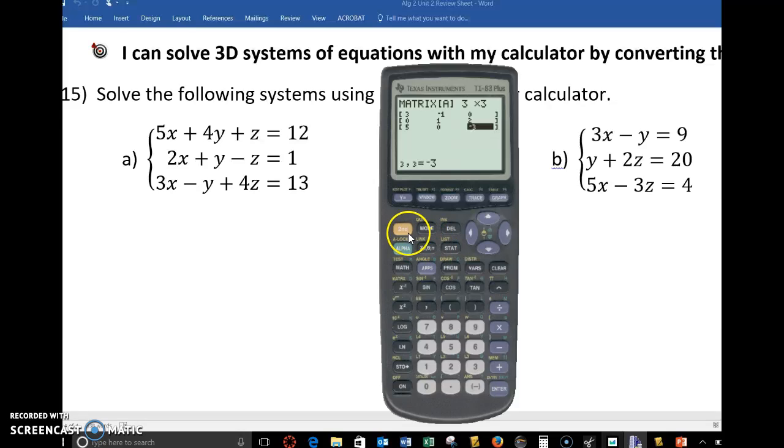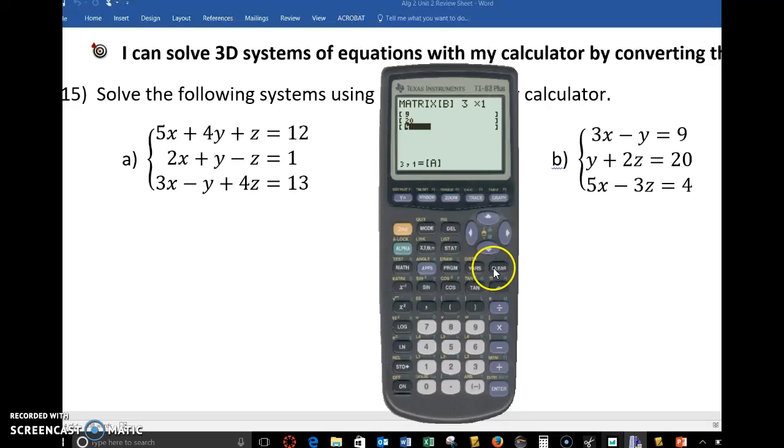There's matrix A. Then I'm going to go back to my matrix button and edit matrix B. I want the new answer matrix, still a 3 by 1 matrix. It's going to be 9, then 20, then 4. Hopefully these end up being nicer numbers. Once I get that entered, I'm going to go to second matrix and put A on the screen.